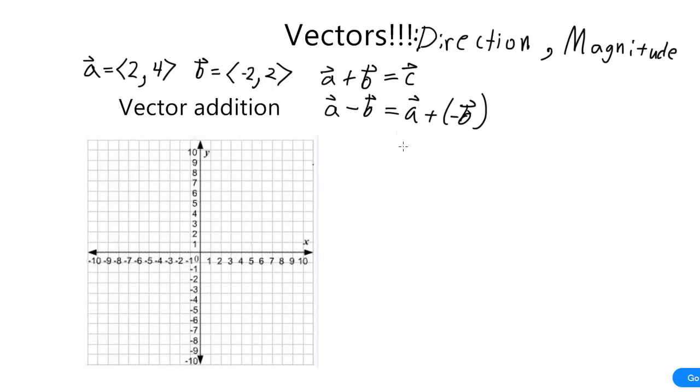So what happens when you multiply a negative scalar times a vector? A scalar is just a fancy word for a number. I state that later in this video series. So anyway, for b it's going to be negative 2, 2. So let me just draw that vector.